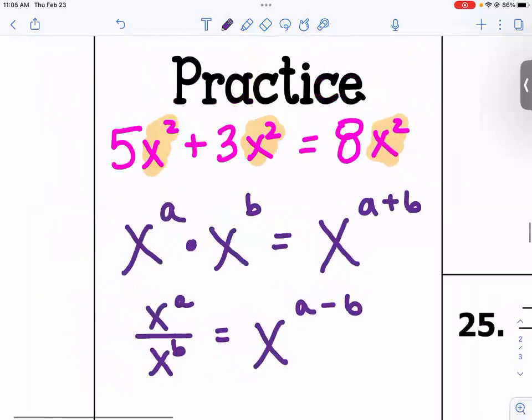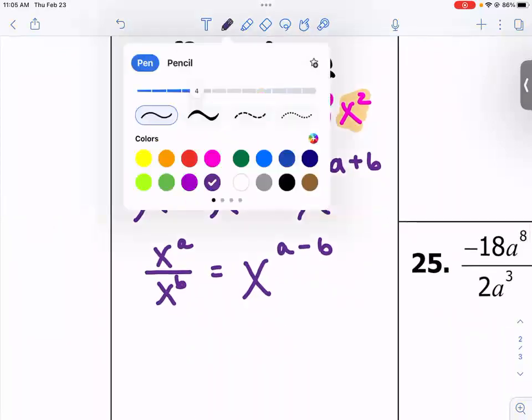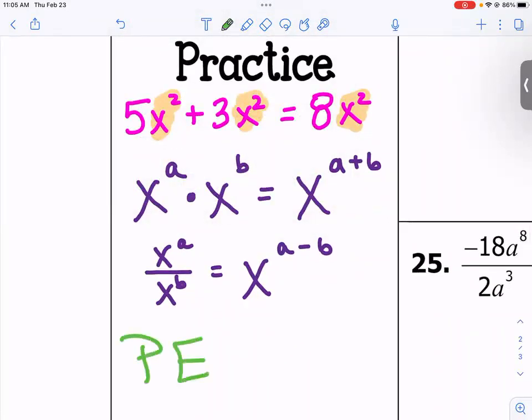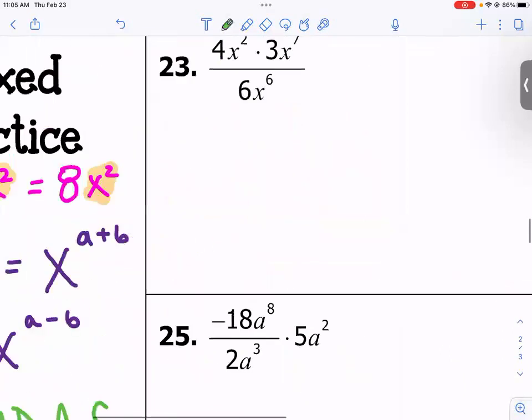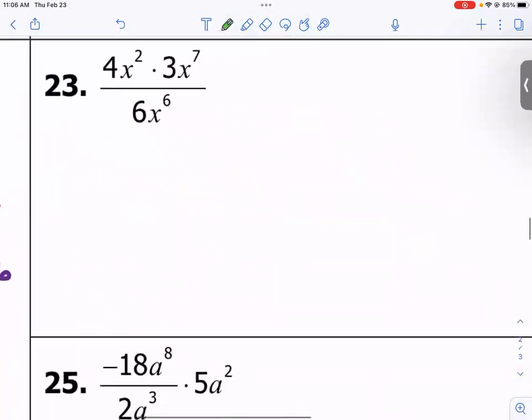We also know that this is our order of operations. Parentheses, exponents, multiplication, division are tied, addition, subtraction are tied. So what we're going to focus on today is practicing everything we've already done, but there's going to be a couple different operations inside of one problem. Let's look at number 23.